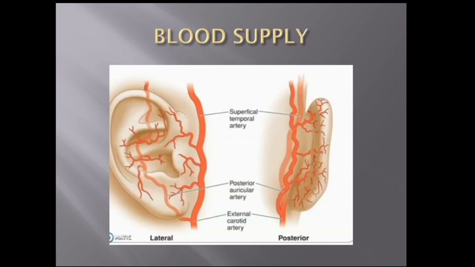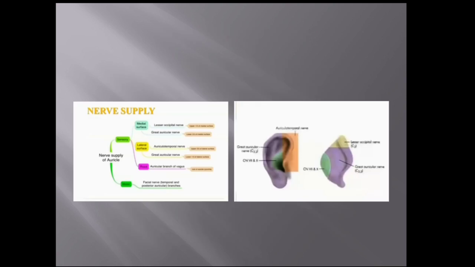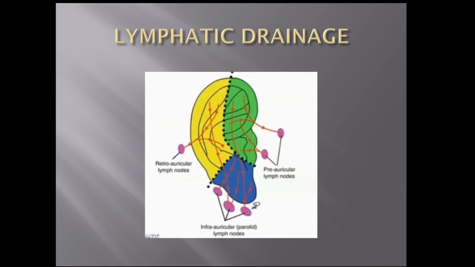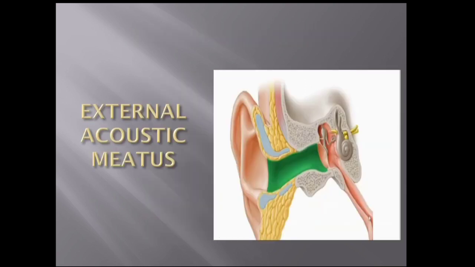Blood supply of pinna is by superficial temporal artery and posterior auricular artery. Nerve supply by auriculotemporal, great auricular and lesser occipital nerve. Lymphatic drainage by retroauricular, preauricular and infraauricular group of lymph nodes.